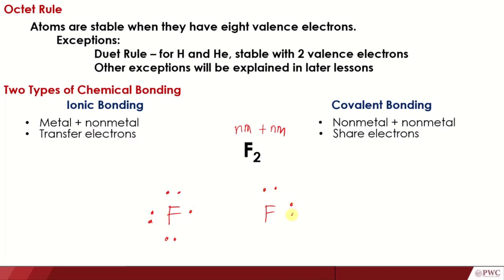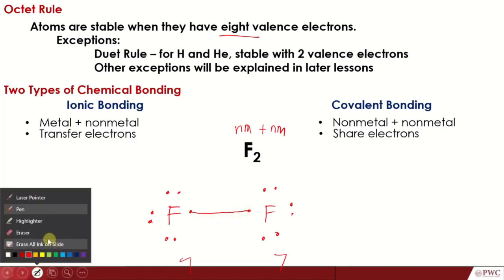1, 2, 3, 4, 5, 6, 7. So both of these atoms have 7 valence electrons. Again, they want 8 valence electrons. In this case, both of them need 1 more valence electron, and they get that by sharing this pair with another one. So in this case, they share this pair of electrons.